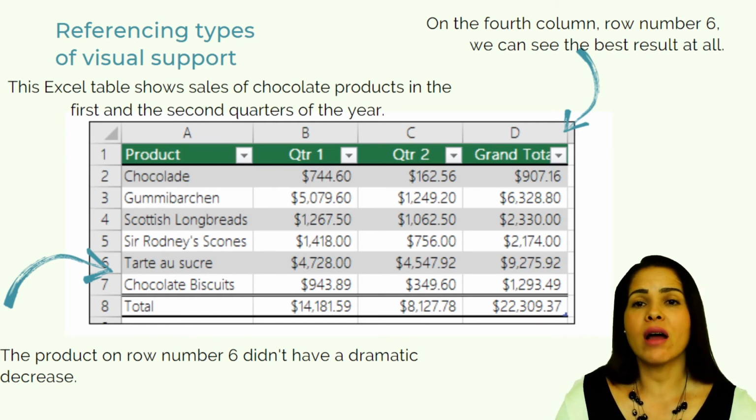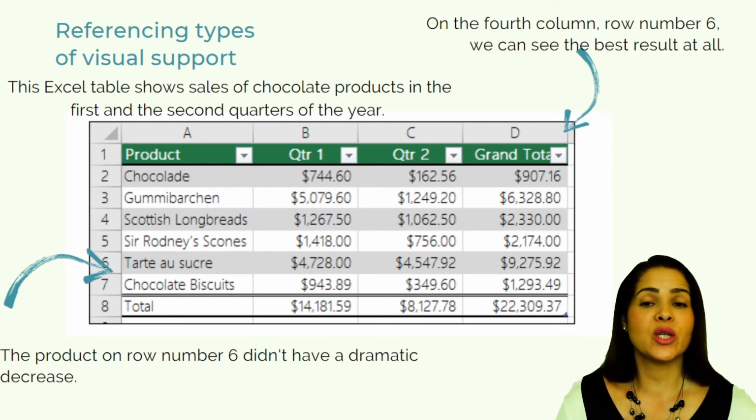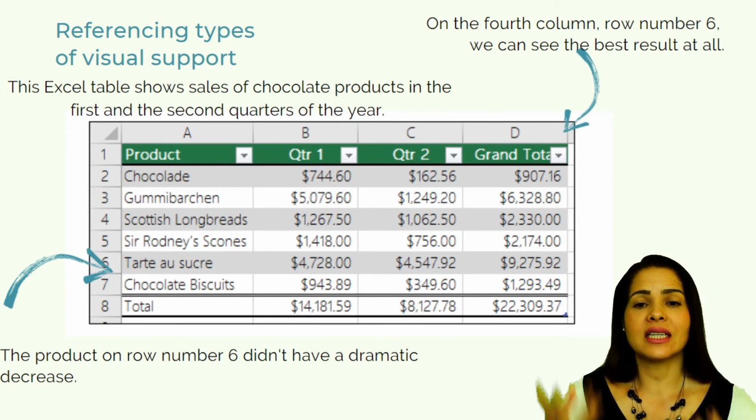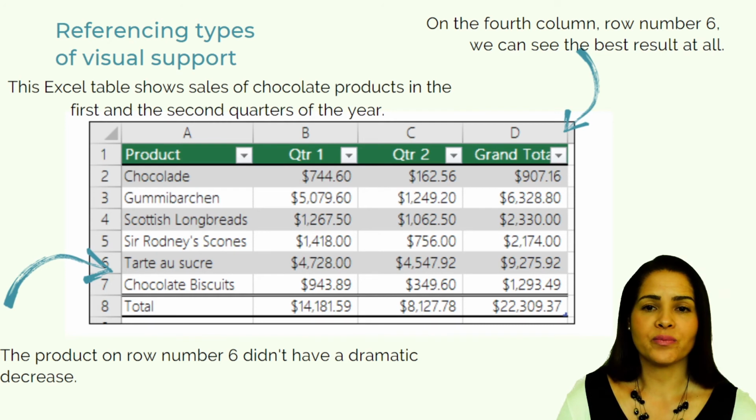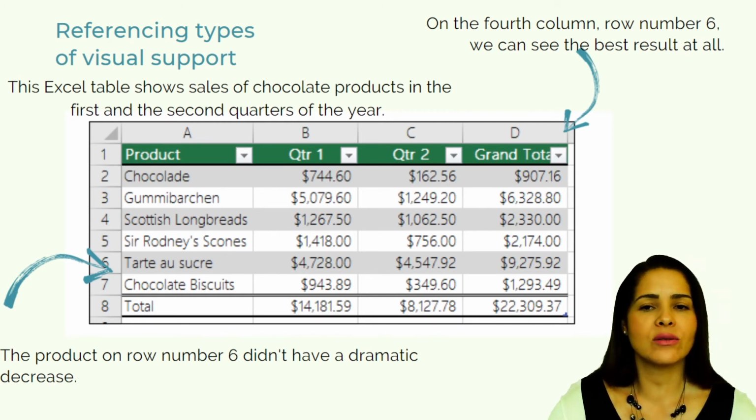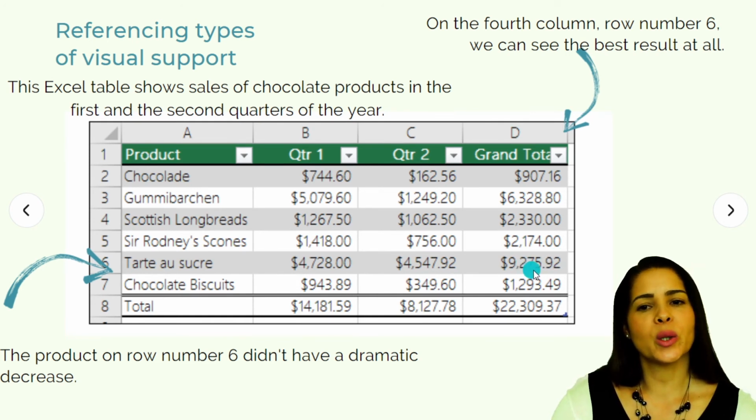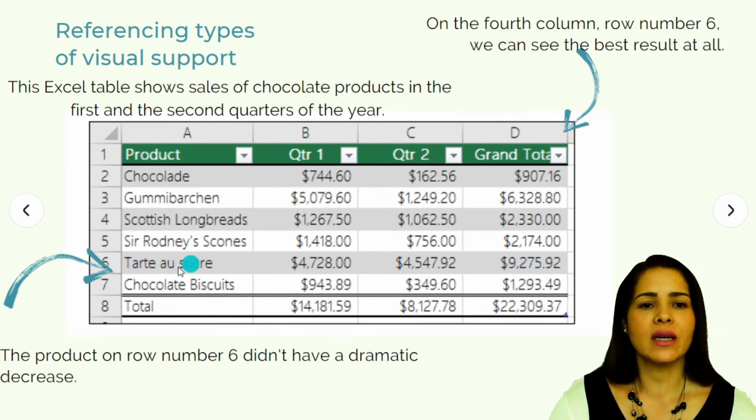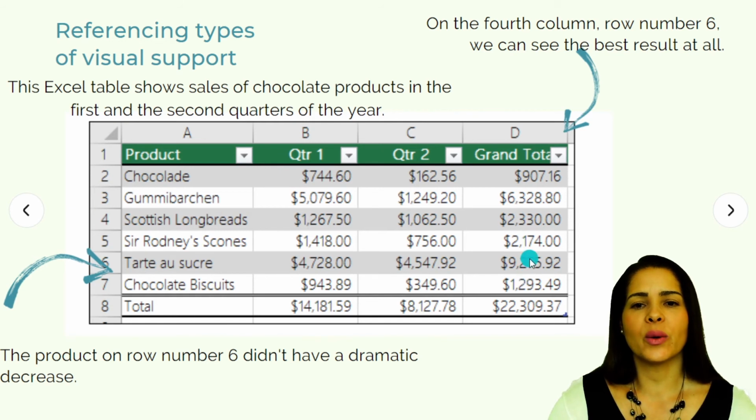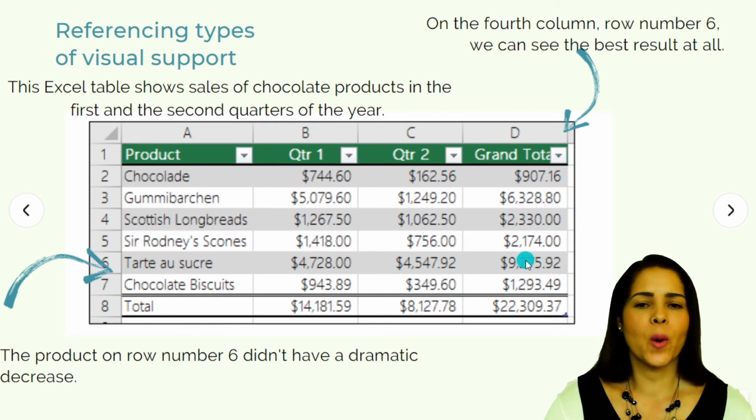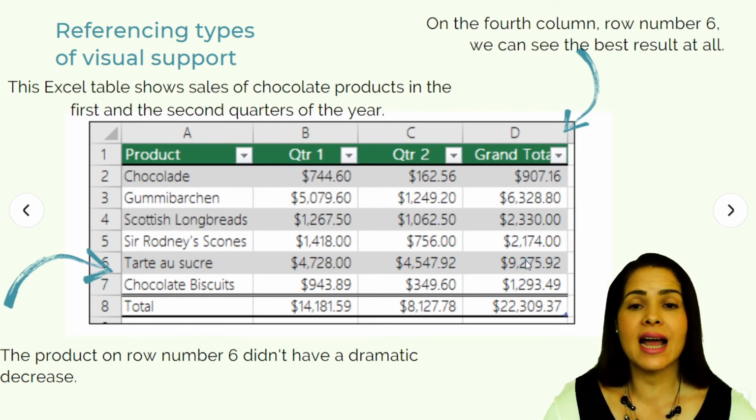On the fourth column, row number 6, we can see the best result at all. Então, aqui você pode fazer um comentário, né, sobre os dados da planilha. So, on the fourth column, row number 6, here, we can see the best result at all. Então, a pessoa viu que aqui que aconteceu o melhor resultado. Então, fez um comentário, pode justificar isso.